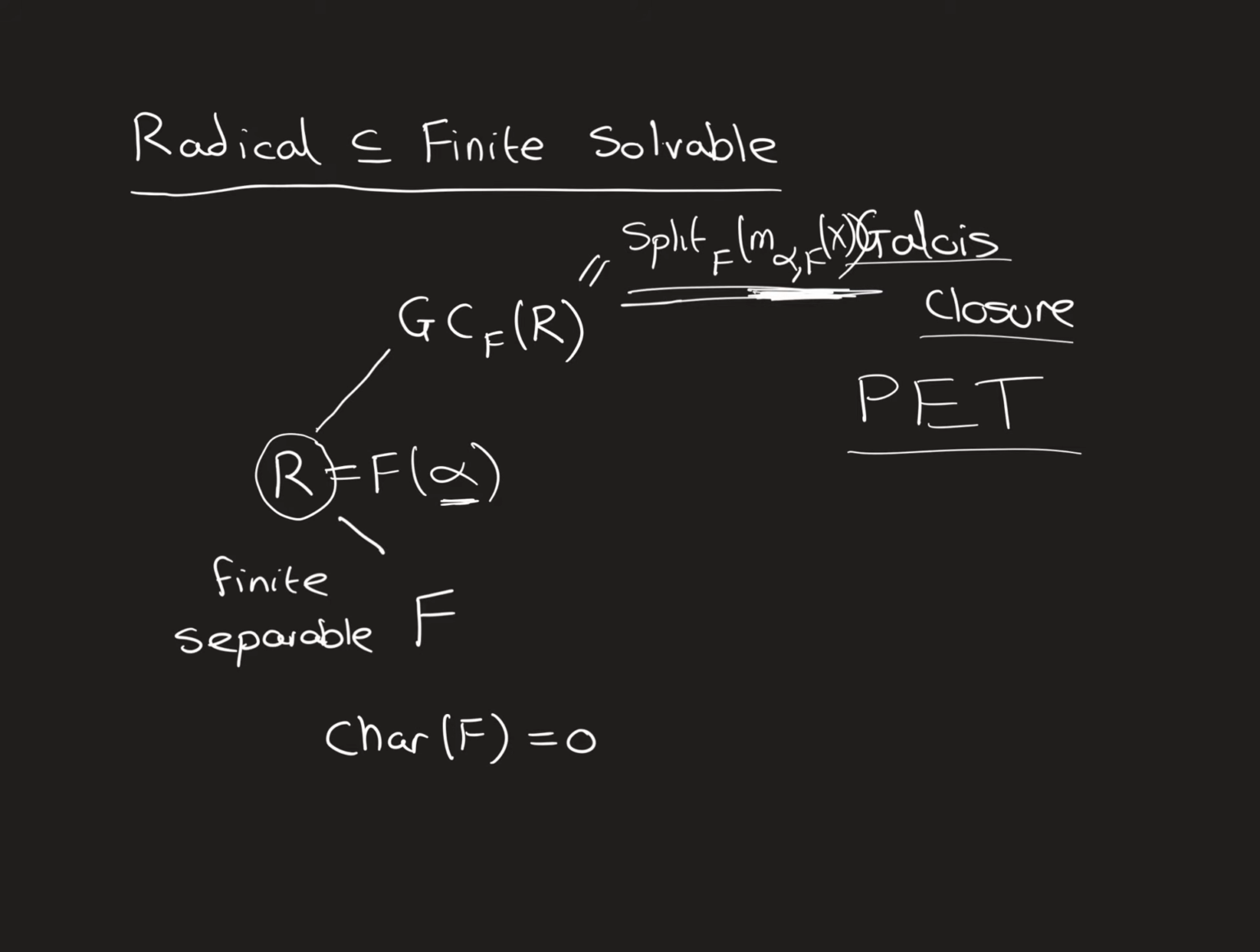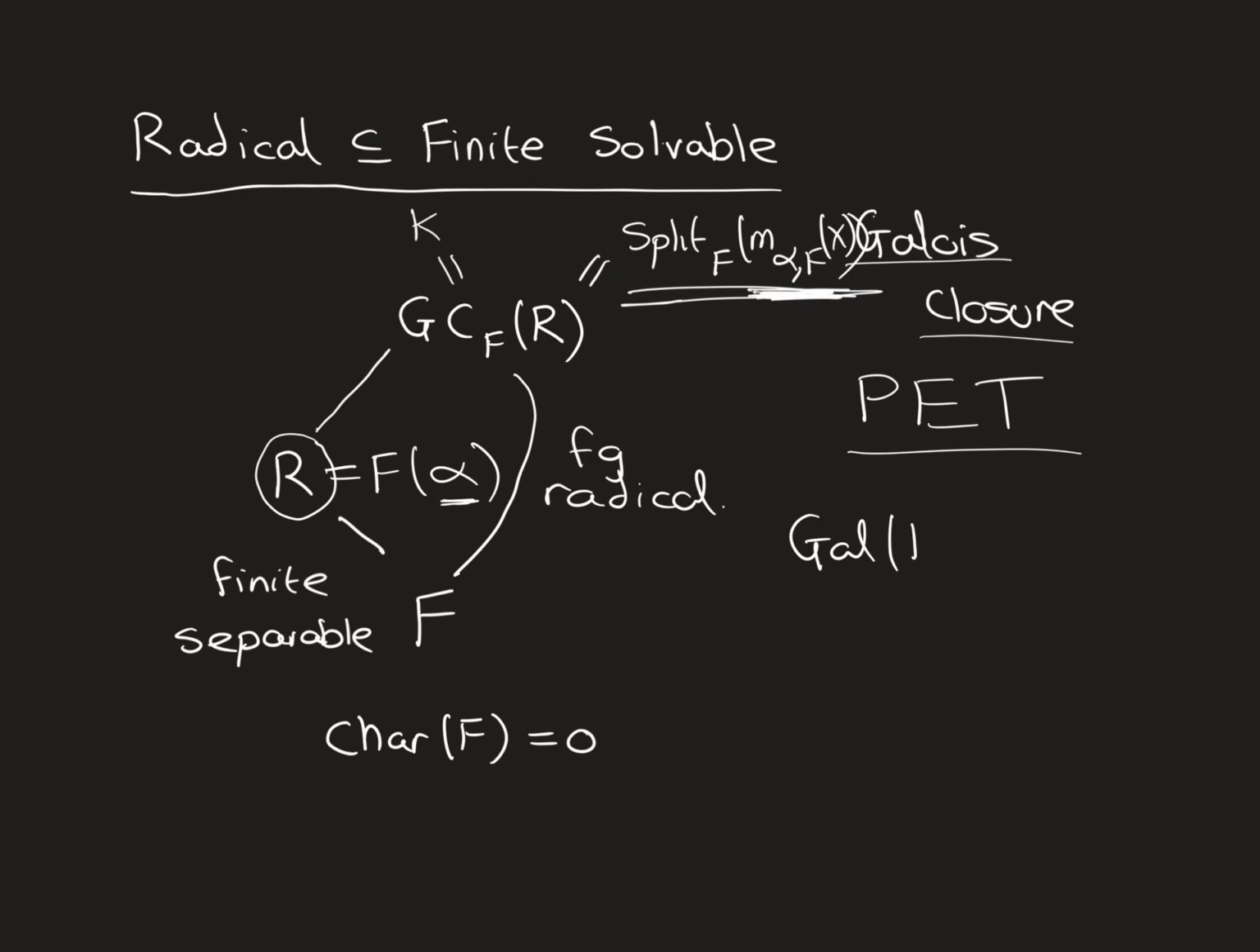Well, I want to now convince you that this extension here is actually still radical. So as well as being finite Galois, which I'll just abbreviate to FG, it's also still radical. How do I convince you of that? It's because if you think about the Galois group now, and I'll just call this Galois closure K, so that I don't have to write too much.